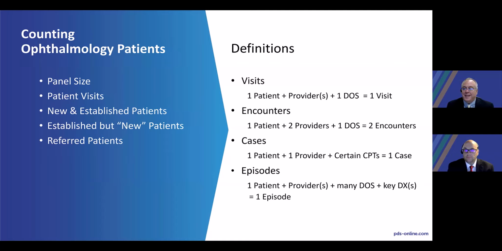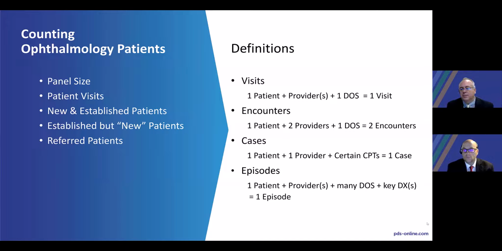And then going a little further, we may need more definition or some more customized KPIs. What is a visit? Is it just one patient and one provider on one date of service? What is an encounter? We might have a patient who sees two different physicians. What is a case, especially when we start thinking about surgical cases and how we want to count those, and then even what's an episode. So having good definitions and being able to automate some of those metrics really helps us understand what we are doing and how things are changing.